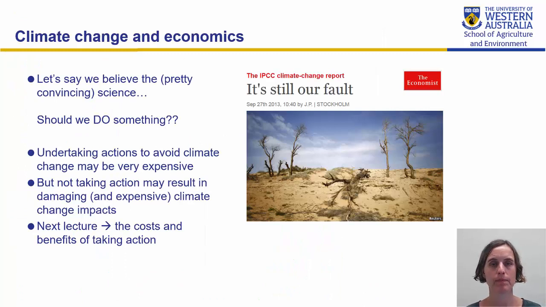Now, let's say that we believe all this science. Then there's still the question of whether we should do something about it. Because it may be very expensive to undertake action to avoid climate change. But then on the other hand, not doing anything may also be very expensive because of all the climate change impacts. And that's exactly what I'm going to talk about in the next lecture. How do we decide whether to take action?